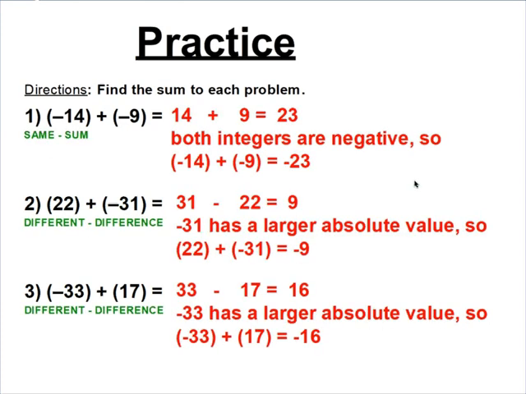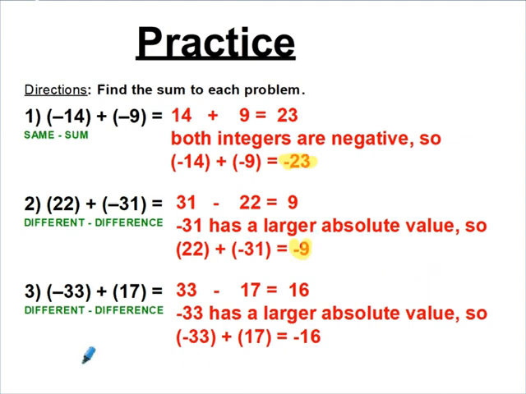If you notice, in question 1, both numbers are negative, both integers are negative, so we find the sum of their absolute values. 14 plus 9 is 23, and since both integers are negative, the final answer to this problem is negative 23. In question 2, there are different signs, so we find the difference of the absolute values, larger minus smaller. 31 minus 22 is 9. Negative 31 has the larger absolute value, so our answer is going to have a negative sign, negative 9.